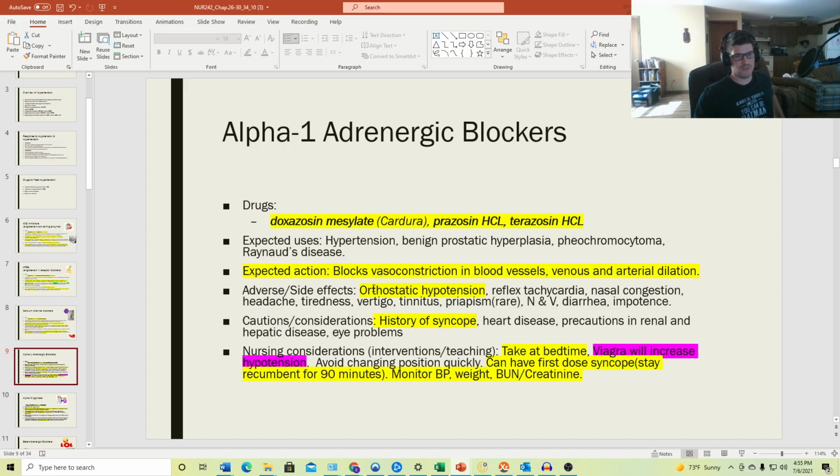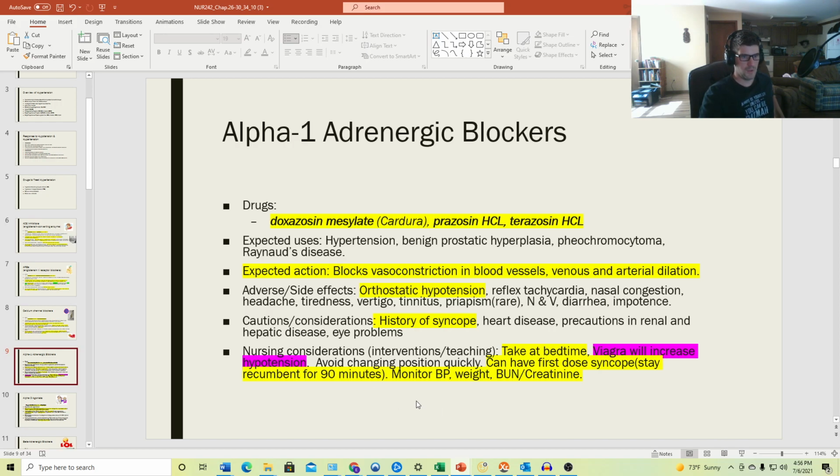Adverse side effects: orthostatic hypotension, reflex tachycardia, nasal congestion, headache, tiredness, vertigo, tinnitus, priapism, nausea, vomiting, diarrhea, impotence, which is the opposite of priapism. Cautions, contraindication is history of syncope, heart disease, precautions in renal and hepatic disease, and eye problems.